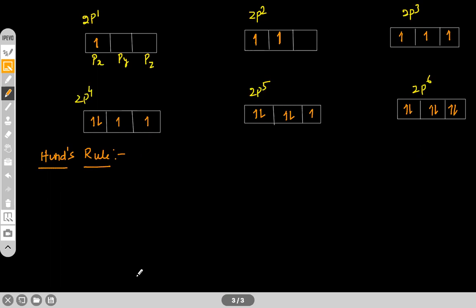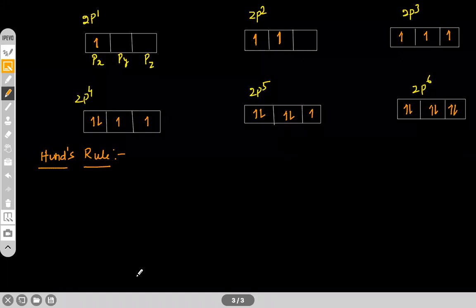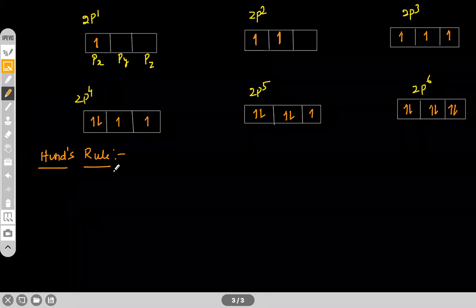Okay, singly occupied. This is Hund's rule, right? Pairing is not done unless all the orbitals have one electron each in the same subshell. Okay. Now, could you write down the electronic configuration of argon?